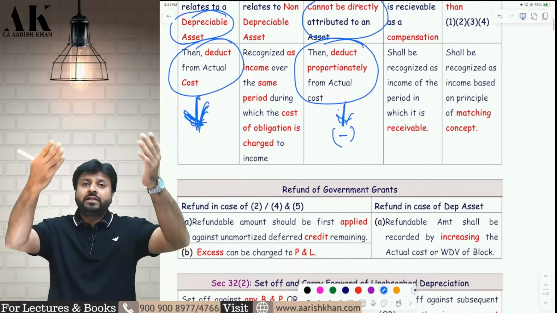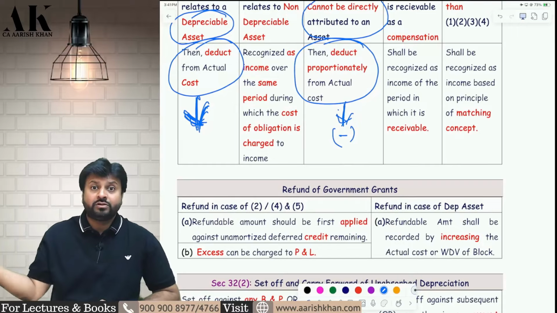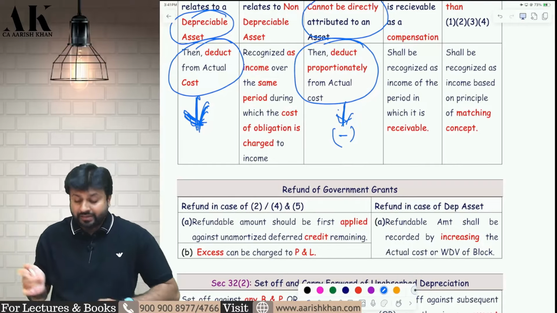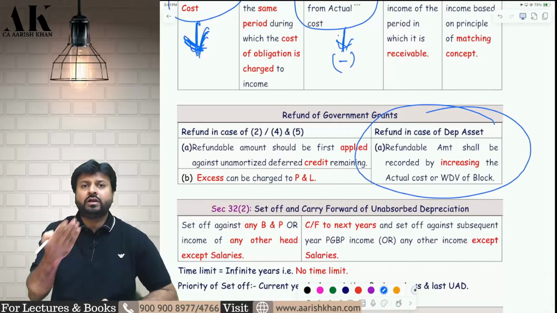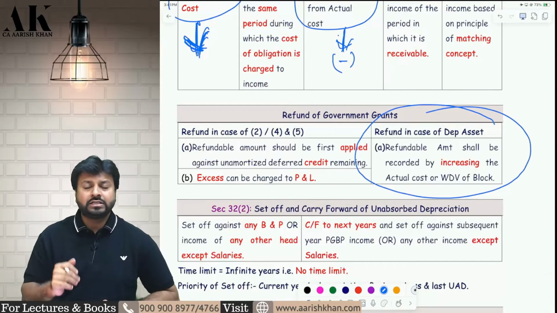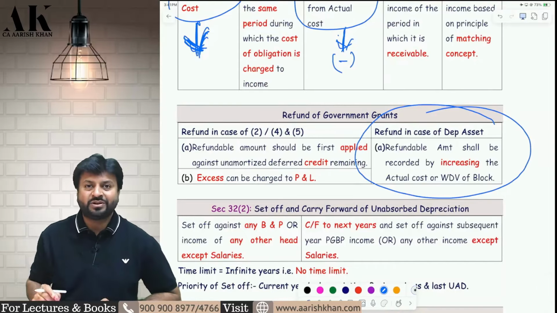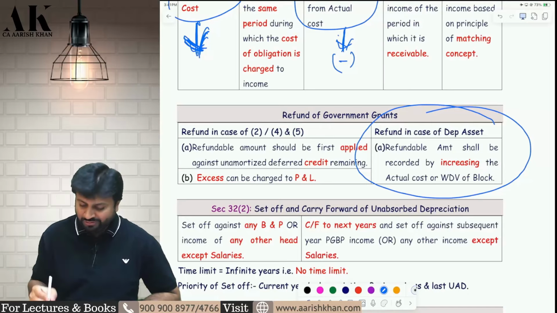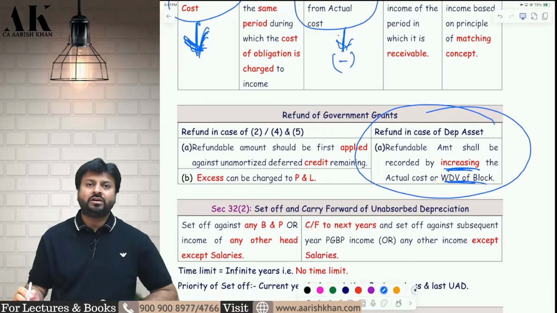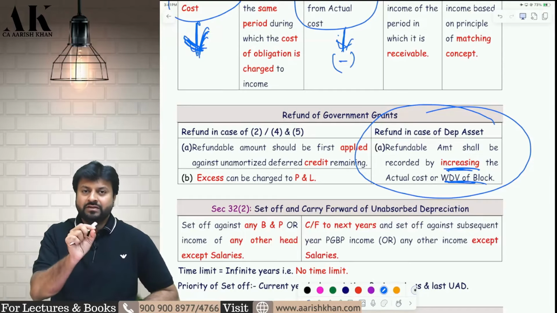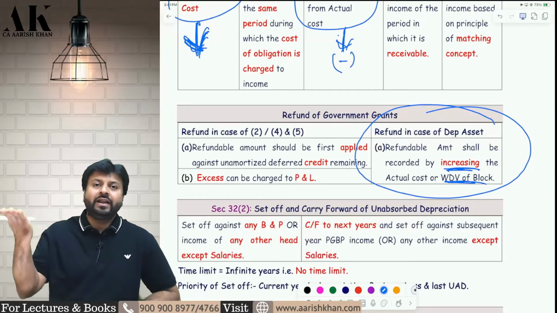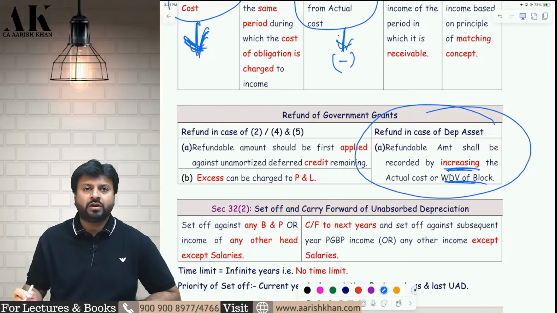Now what if I don't fulfill the conditions in future? Then I have to refund the subsidy to the government. So what will be the treatment on refund? The treatment on refund will be the opposite of what you did on receiving the grant. On receiving the grant, you reduced from the actual cost. So on refunding the grant, you will add back to the WDV of the asset or the cost of the asset. Are you clear? You will just reverse the treatment.